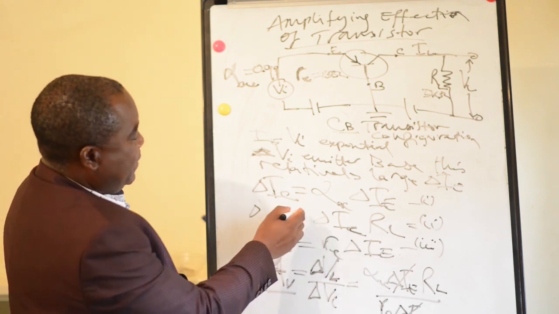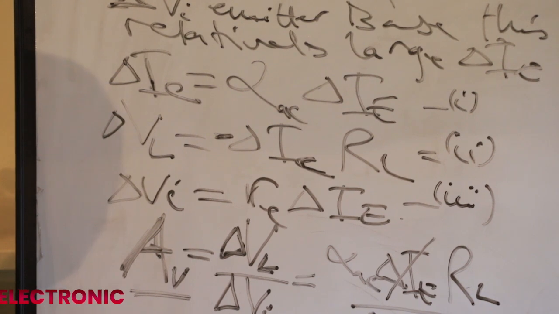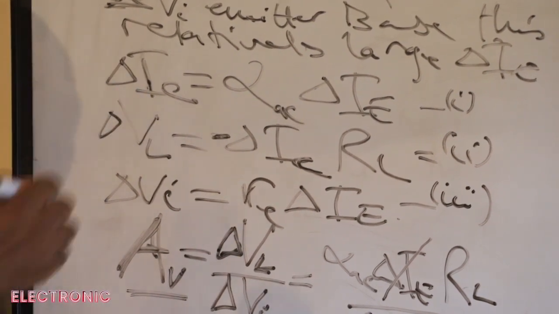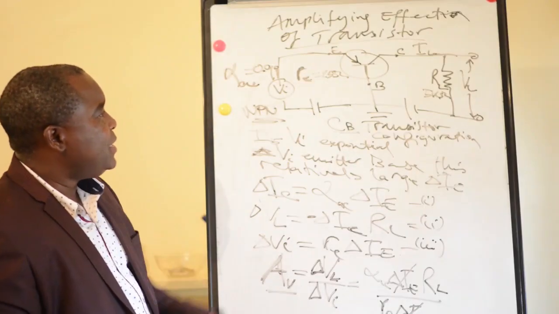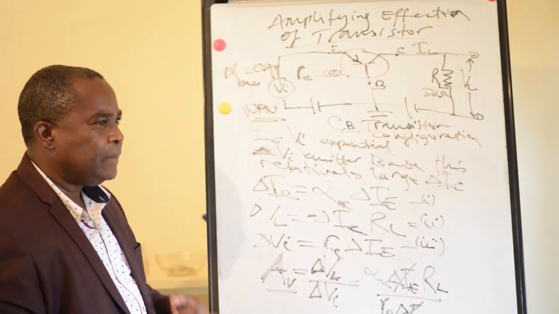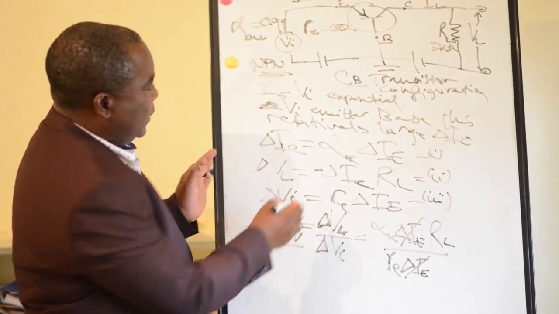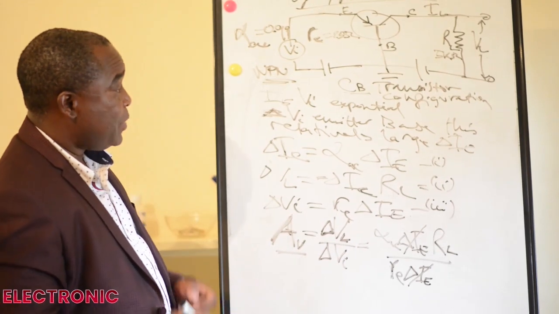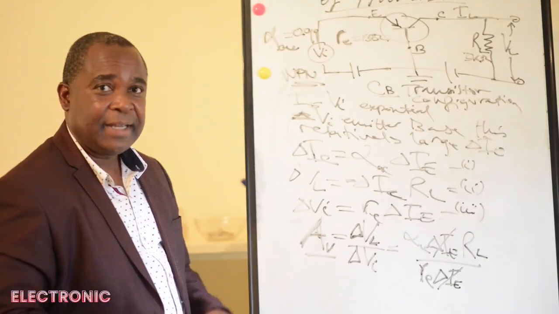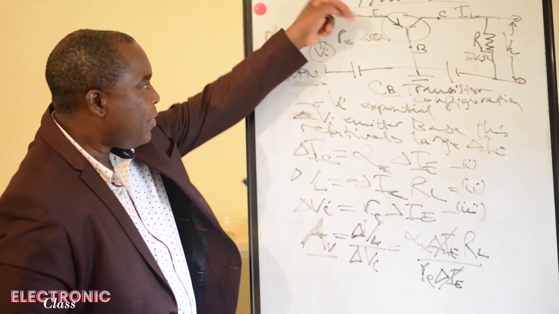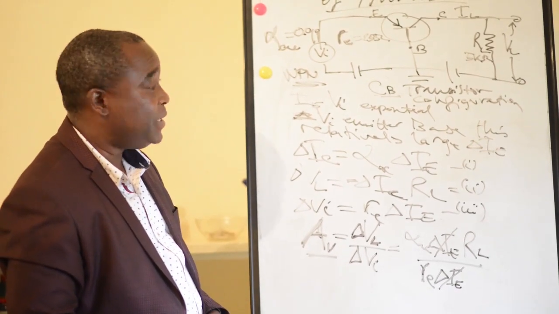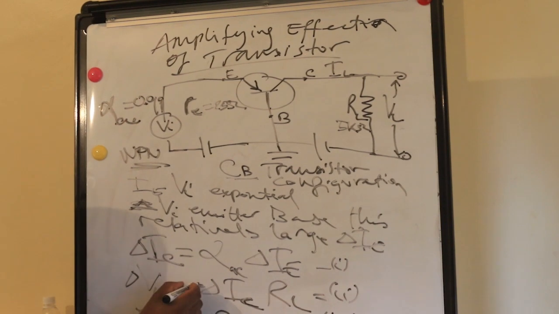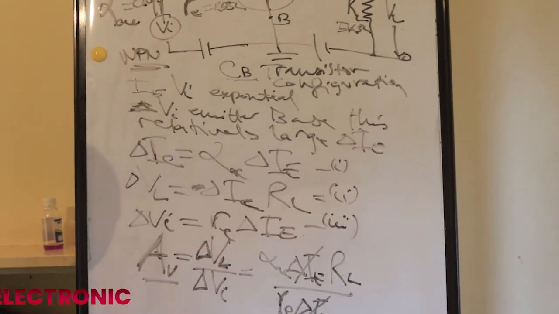This equation here is negative because the collector current is negative, because this is an NPN transistor. In an NPN transistor, the arrow goes inside the transistor. Therefore, the emitter current is positive, but the base current is negative and the collector current is negative. That's why we have negative here.